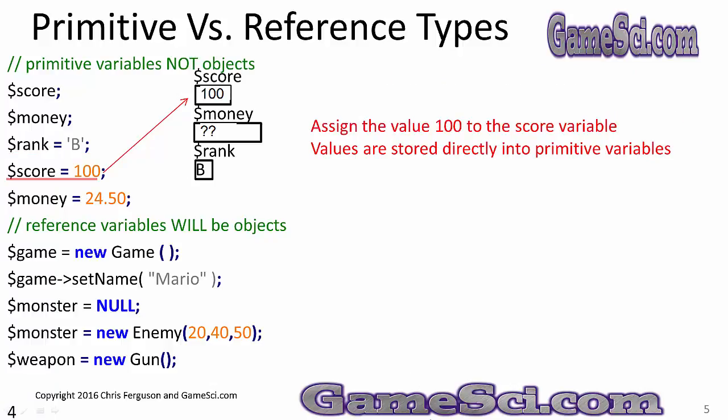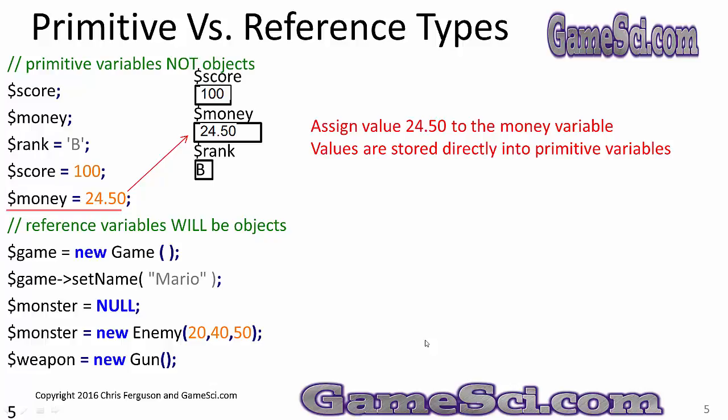I'm going to assign a score of 100, assigning the value 100 to the score variable. Values are stored directly into primitive types. Notice how I drew this arrow. The 100 that I'm assigning is going straight into the memory for $score. That's how primitive variables work. I'm going to assign to money 24.50. I'm going to put it in the money variable. Again, notice the line, the 24.50 is being inserted into $money. Now I don't have a line from rank because I already assigned it a b, but look at these three variables, score, money, and rank.